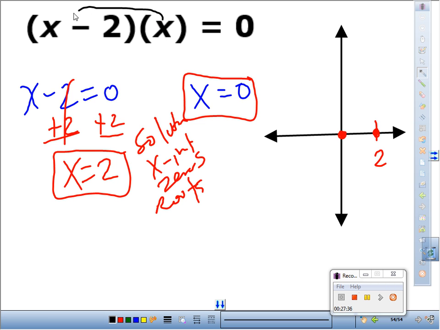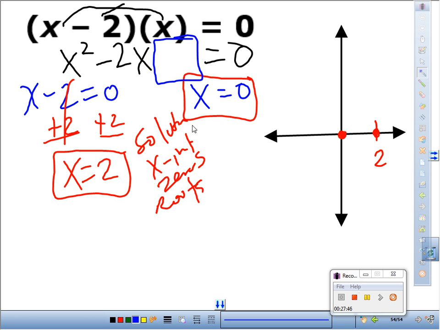I'm going to distribute the x in here, and I get x squared minus 2x equal to 0. What's missing here? The y-intercept. So if there's no number, what is my y-intercept? 0. So in this case, the x-intercept and the y-intercept are the same. Boom.